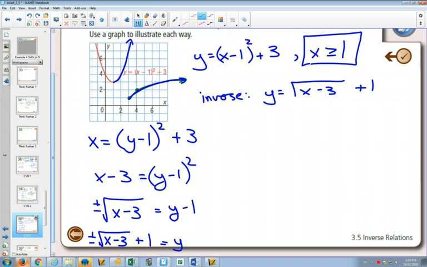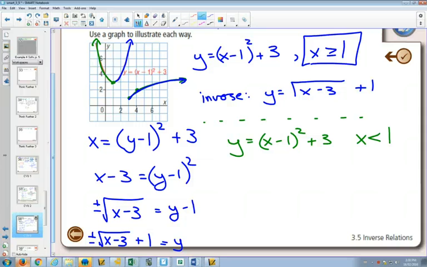Now, if we wanted to do a second restriction, can you see that you could have done the other half of our parabola? That would still be the same equation, but the domain now is x is less than 1. You could put an equal sign with it too. That would be fine. That would restrict the domain as well. And the equation for that one will be the inverse.